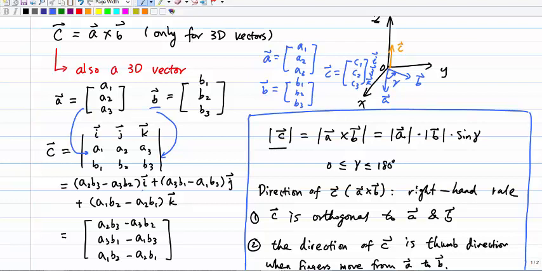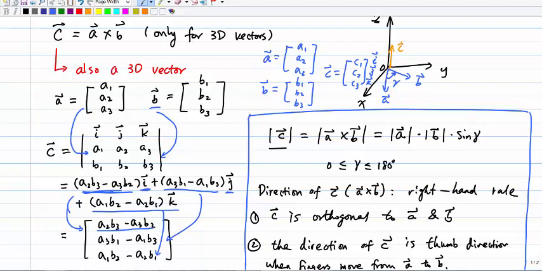If you write this in vector form, whatever value comes ahead of i will be the value I call C1, so this is what we have for C1. The value before the j vector is the second component, and similarly, the value before k is the last one. That gives us the C vector, which is also a three-dimensional vector. This is how we mathematically compute it.